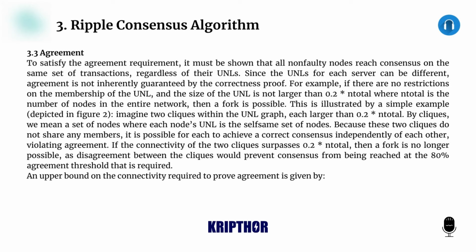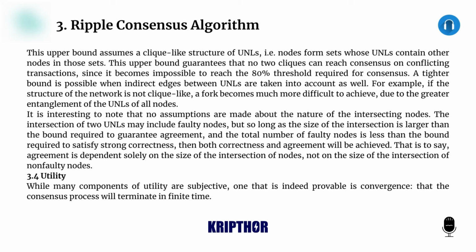Imagine two cliques within the UNL graph, each larger than 0.2 x n_total. By cliques, we mean a set of nodes where each node's UNL is the selfsame set of nodes. Because these two cliques do not share any members, it is possible for each to achieve a correct consensus independently of each other, violating agreement. If the connectivity of the two cliques surpasses 0.2 x n_total, then a fork is no longer possible, as disagreement between the cliques would prevent consensus from being reached at the 80% agreement threshold that is required. An upper bound on the connectivity required to prove agreement is given by [expression]. This upper bound assumes a clique-like structure of UNLs, i.e.